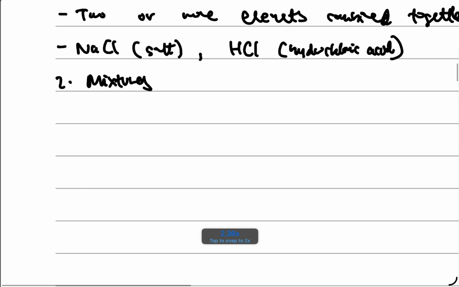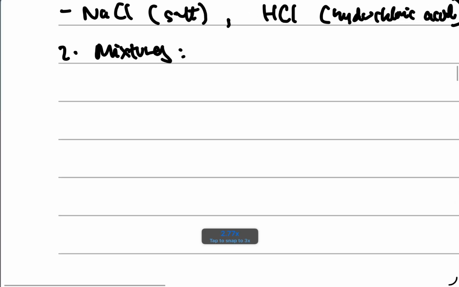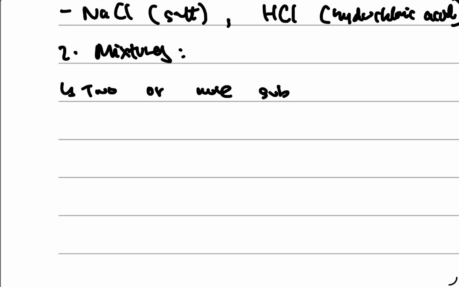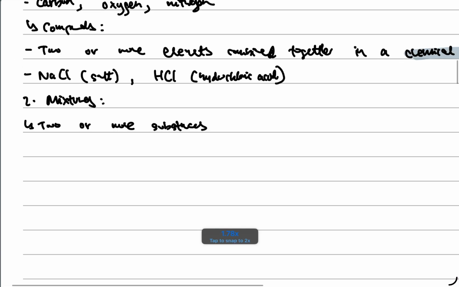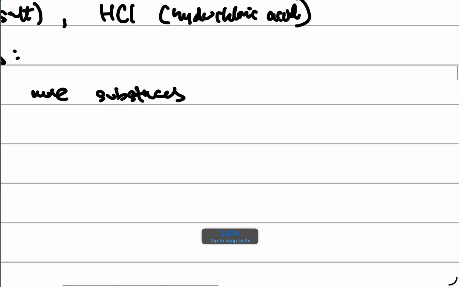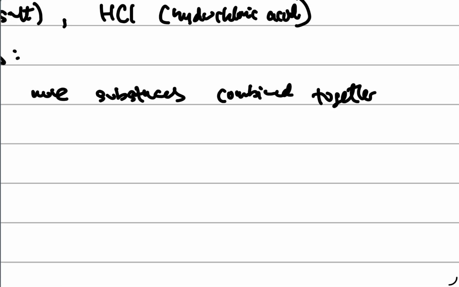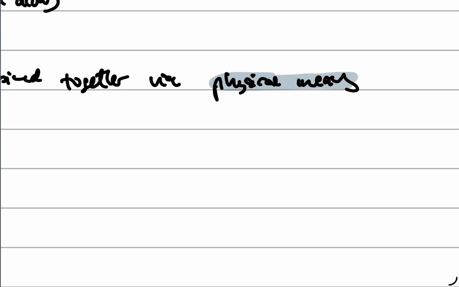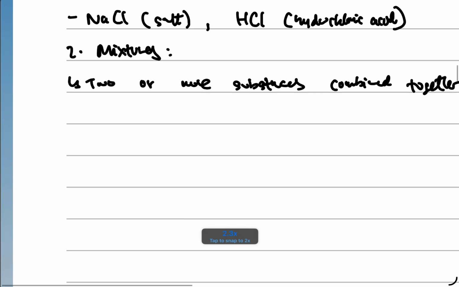So mixtures are, well, if we were to explain what it is, it's two or more. The main thing here is that it's substances. Over here, you notice how we said elements. Over here, it's substances, so it can be literally anything combined together by, this is also really important, physical means. And we'll get back to what physical and chemical means and reactions and properties mean in just a second.